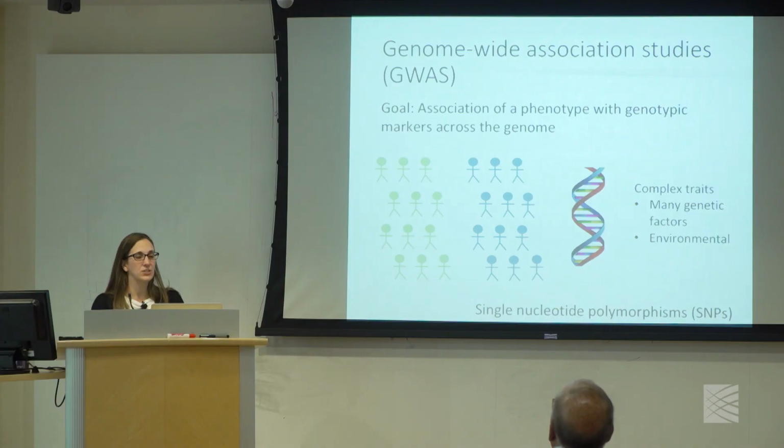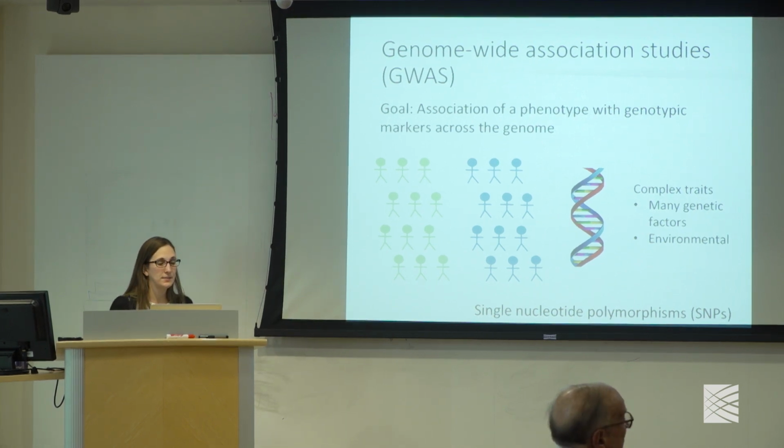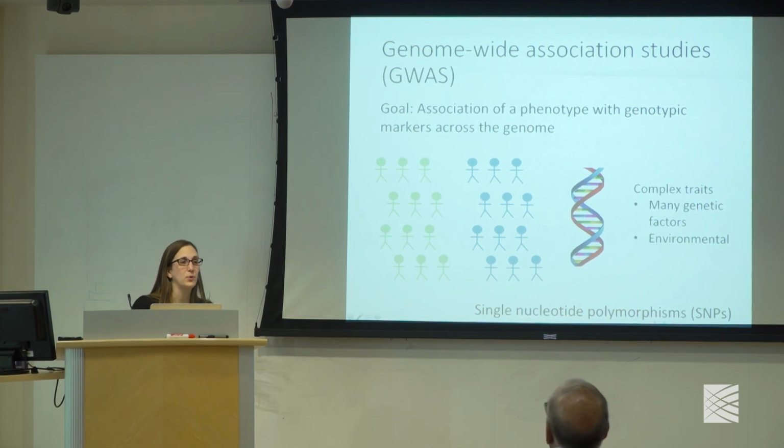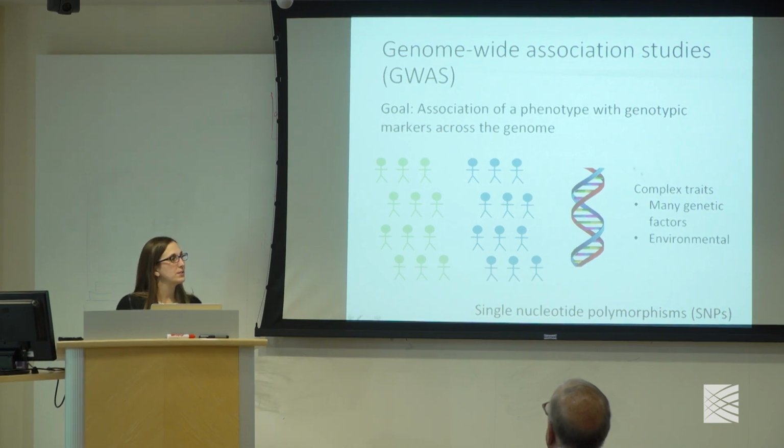So today we're going to talk about genome-wide association studies. And with genome-wide association studies, really our goal is to take single nucleotide polymorphisms, so single substitutions of alleles in the genome, and associate them across the genome with a phenotype of interest.